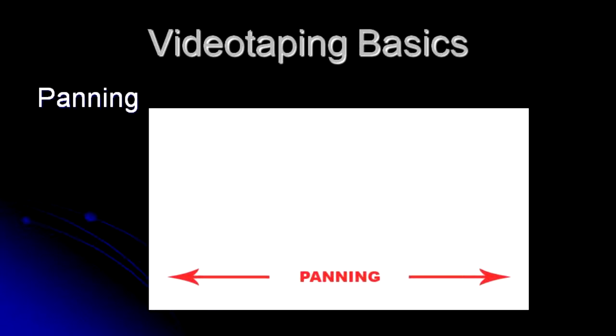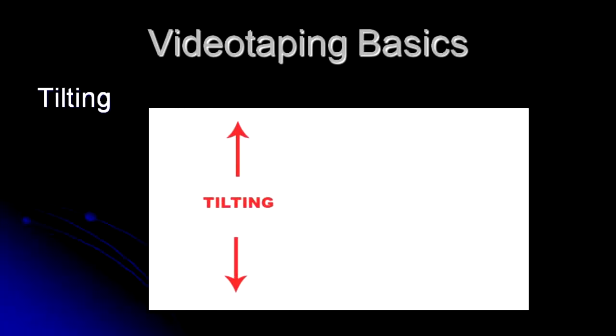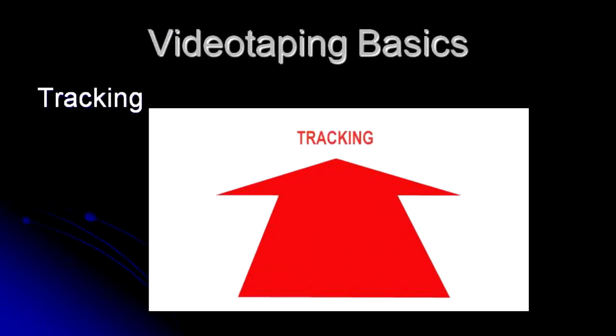As an example, the camera pans to follow someone walking by across the street. As you're filming, the camera is panning. The camera is still on a tripod. When you point the camera up or down, this is called tilting. When you move your camera towards or away from the subject or scene, this is tracking.